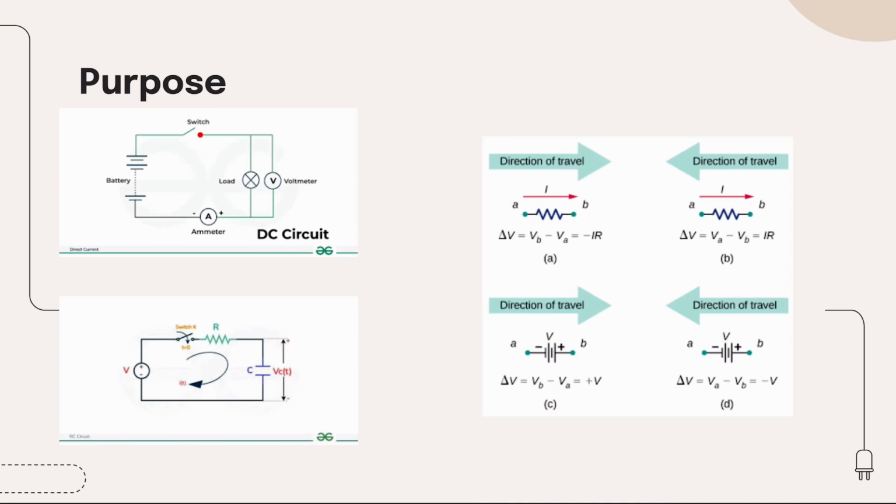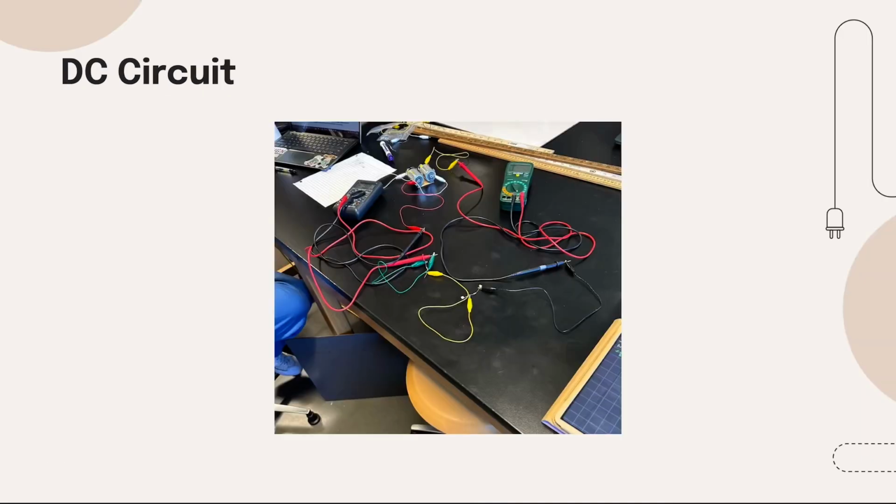By the end of the lab, we discovered how resistors and capacitors behave in these circuits and compared our measurements to theoretical predictions. For the DC circuit, we set up a series circuit with two 1.5 volt batteries, two resistors, and two ammeters. We predicted the currents I1 and I2 using Kirchhoff's loop rule and charge conservation.